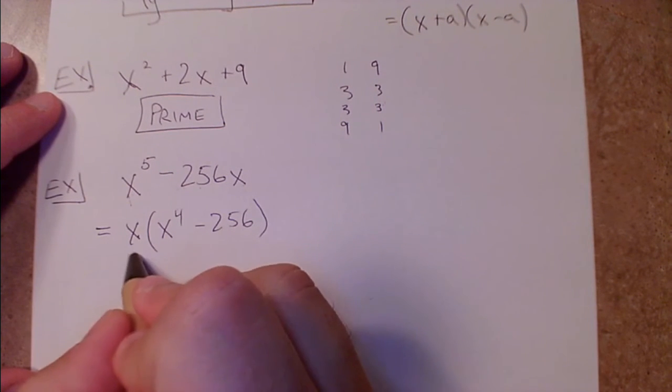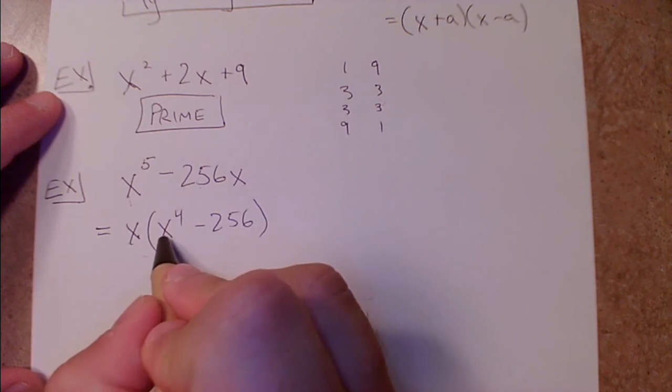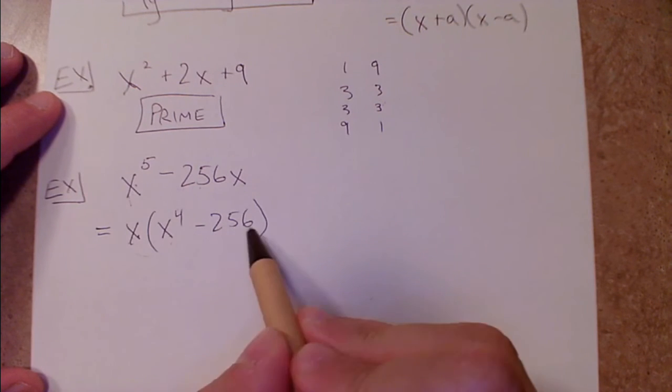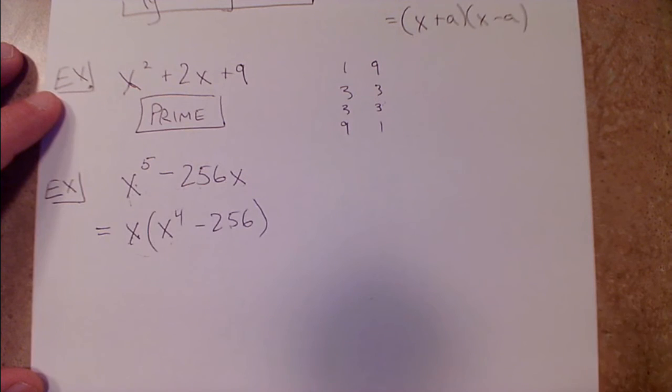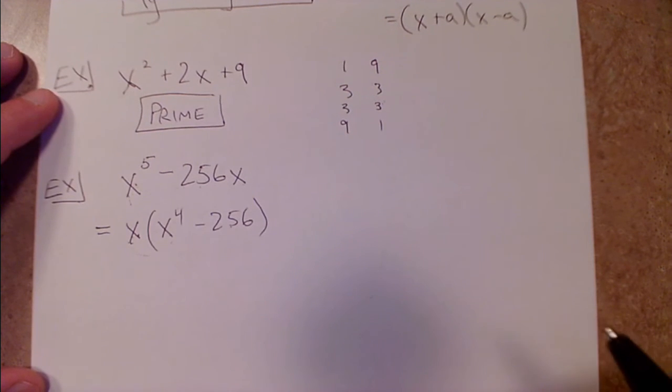If I use my distributive property, I could multiply this back in. x times x to the 4th is x to the 5th. x times negative 256 is negative 256x. So that's all good and legal.